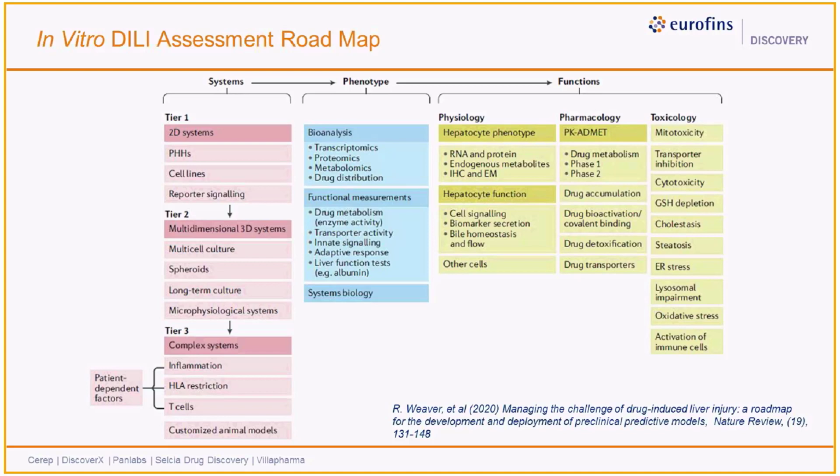And Tier 2 assessment in this roadmap is a more complex system containing liver cells in a more physiological state, including assays in multi-cell culture, spheroid and 3D culture, long-term culture, and microphysiological systems. The aim of the Tier 2 system is to assess the long-term effect of drug exposure. And Tier 3 comprises a complex test system with the goal to be able to provide prediction of idiosyncratic DILI.